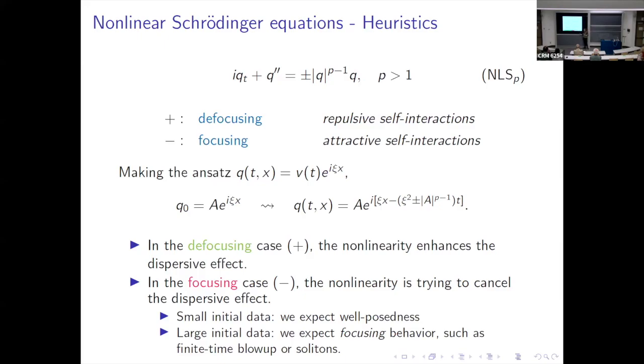So what I expect is that when I have small initial data, well, I expect the dispersive effects to dominate and to have well-posedness. But when I have large initial data, I am scared. I expect that it is possible to have focusing behavior. The nonlinearity will win. And I can have things such as finite time blow-up, things concentrating in space, or I can have solitons. Now, what are solitons?